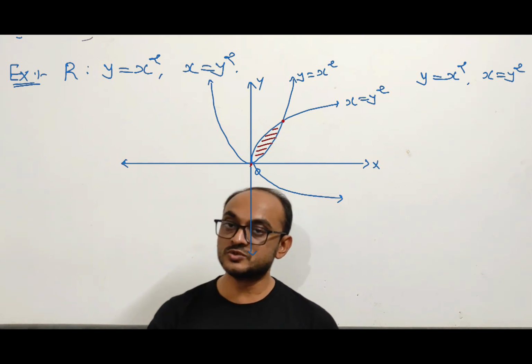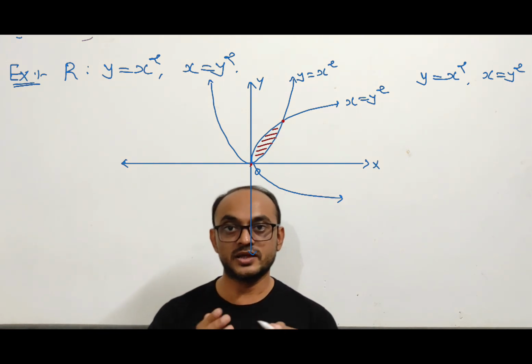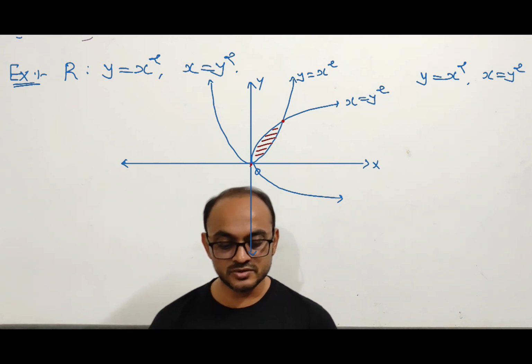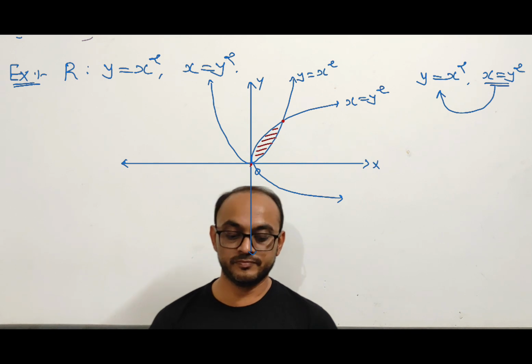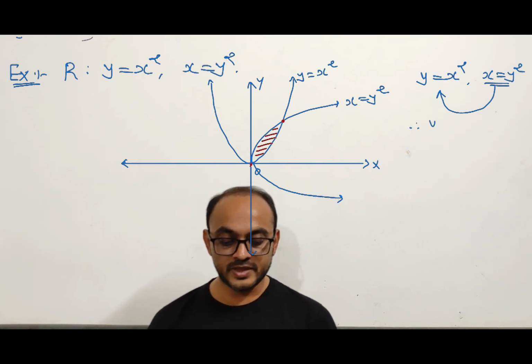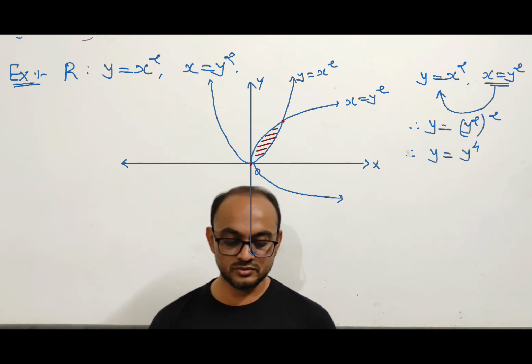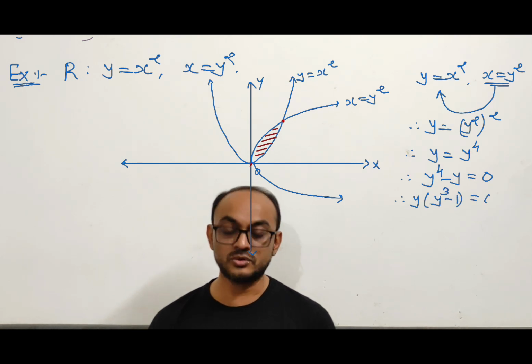So we compare these two equations. You may remove any one, either x or y. Let us substitute x equal to y square into this equation. Right. So what we have? x is equal to y square all square. That is nothing but y is equal to y raised to 4. So y raised to 4 minus y equal to 0. I take y common. So we have y times y cube minus 1 equal to 0.